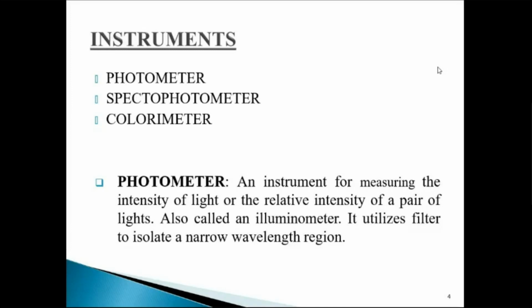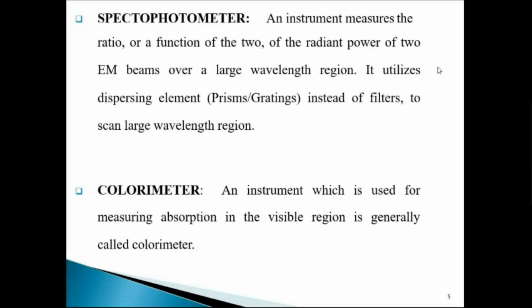A spectrophotometer is an instrument that measures the ratio, or a function of the ratio, of the radiant power of two electromagnetic beams over a large wavelength range. It utilizes a dispersing element, either prisms or gratings, instead of filters to scan a large wavelength region.